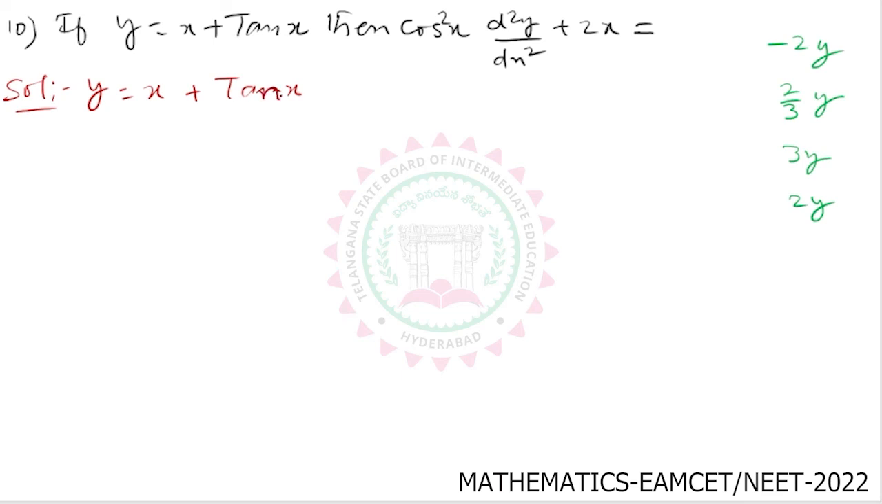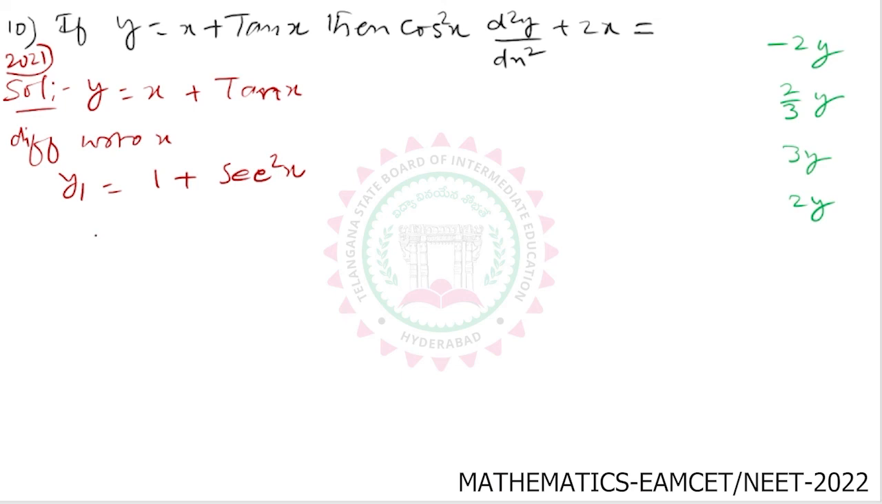So here I want the second derivative, d2y by dx square, so I want the second derivative. Okay. Now differentiating. This was asked in 2021 in some other section. Differentiating with respect to x, this becomes y1 is equal to derivative of 1 is 1, minus derivative of tan x is sec square x. Is it clear?